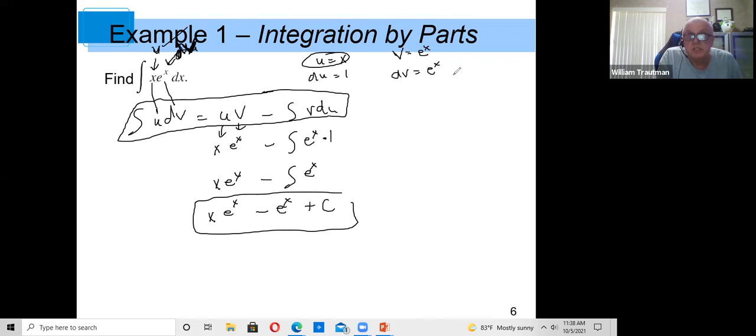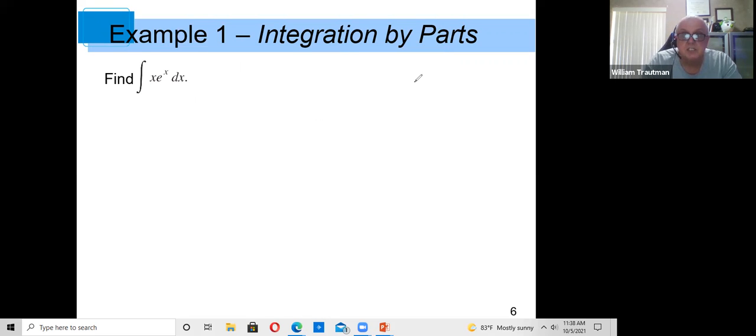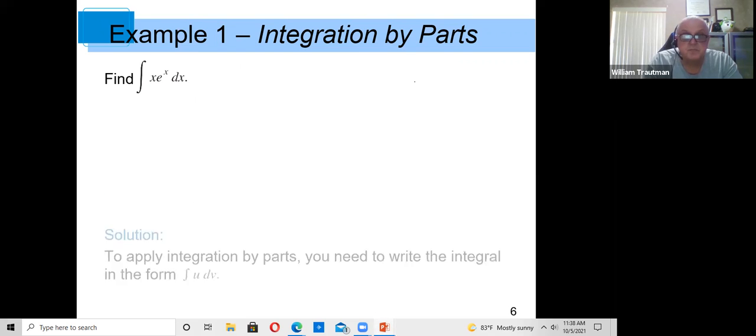There's u, and there's dv. And then take the derivative, find du, integrate to find v. All right. So I just wanted to show that. Let's see what else we have on here.